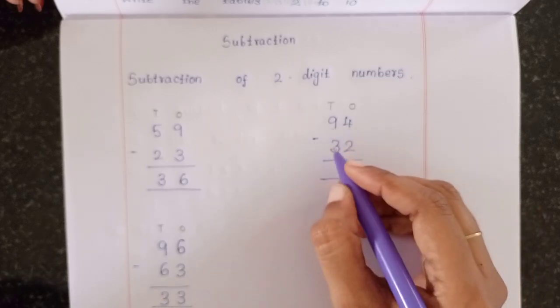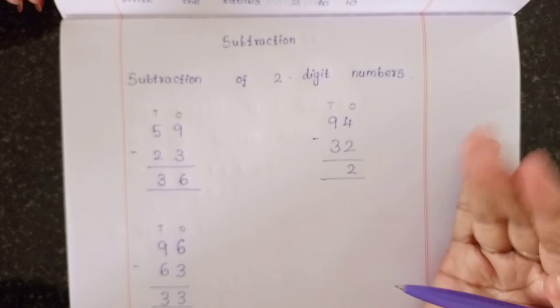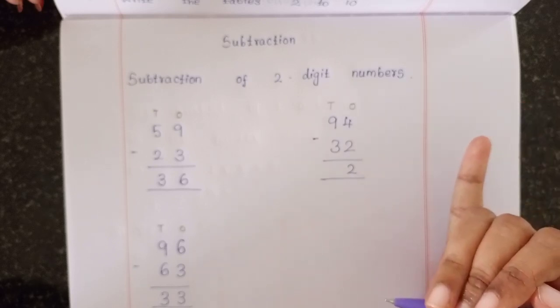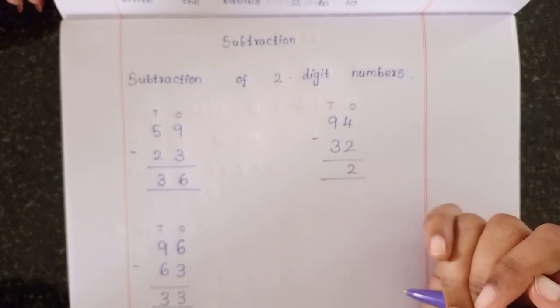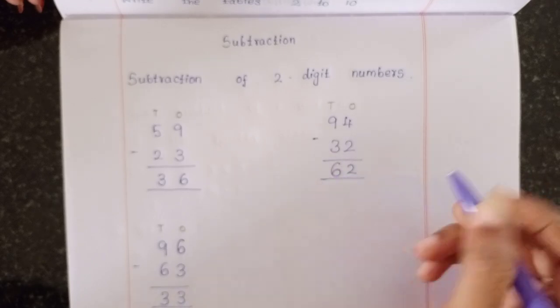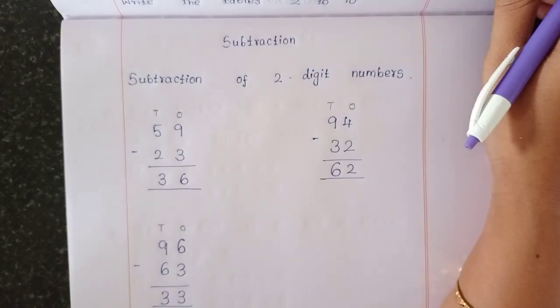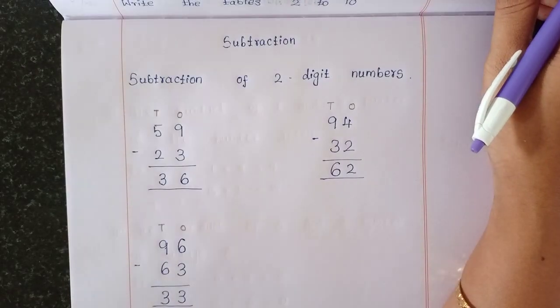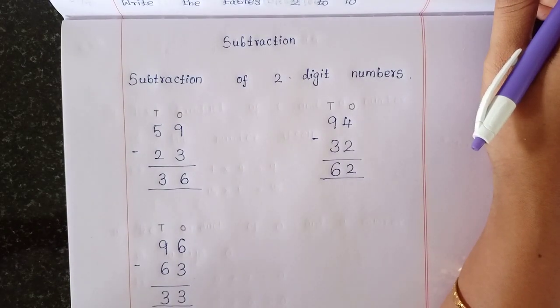Then 9 minus 3. All of you take 9 fingers. Then you subtract 3, and how many fingers remain? 6 fingers. So the answer is 62. Then the next one.